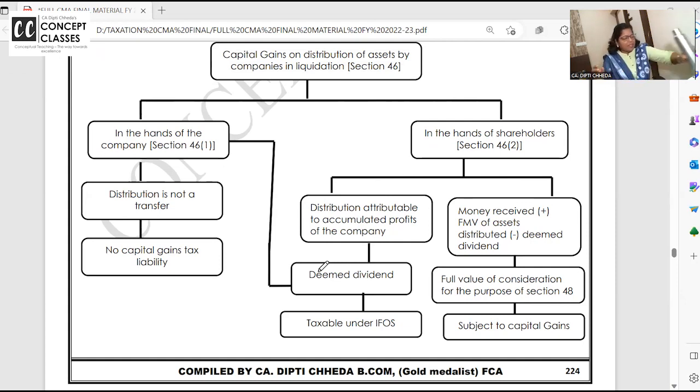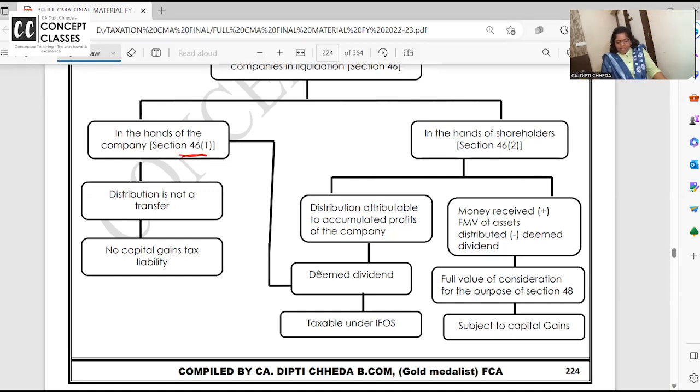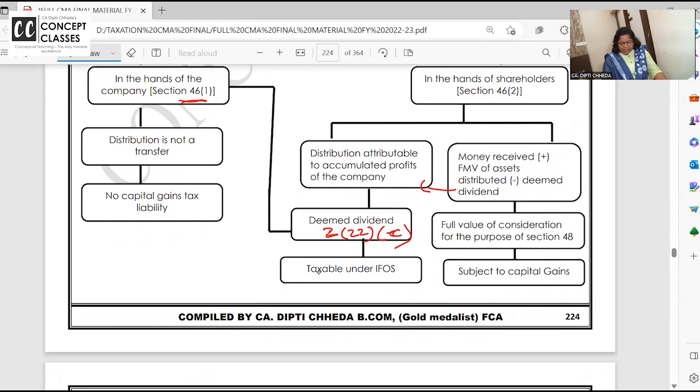Capital gain on transfer of asset. In the hands of company, transfer is exempt under section 46(1). In the hands of shareholders, to the extent of accumulated profit, it is taxable as deemed dividend under income from other sources. You can write here section 2(22)(c). And whatever they receive out of that deemed dividend, you minus and keep in other sources. And the remaining will be the sale consideration.